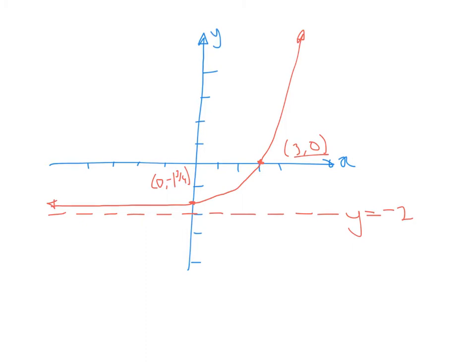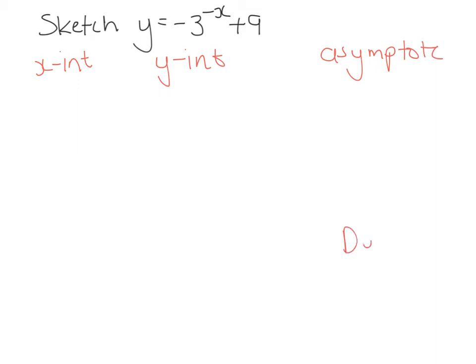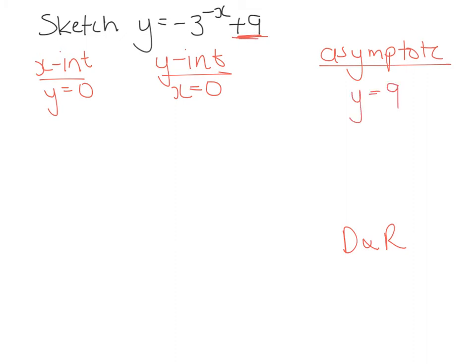Let's try another one. Alright, so if we have this, what we want to do is to figure out the x-intercept, the y-intercept, the asymptotes, and the domain and range. Now, as we did before, for the x-intercept, y is equal to 0, and for the y-intercept, x equals 0. And for the asymptote, well, since it's moved up 9, the asymptote would be at 9.